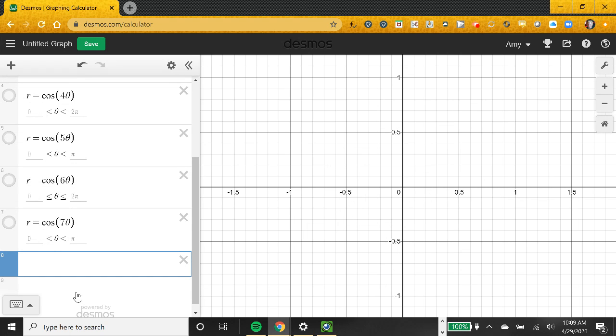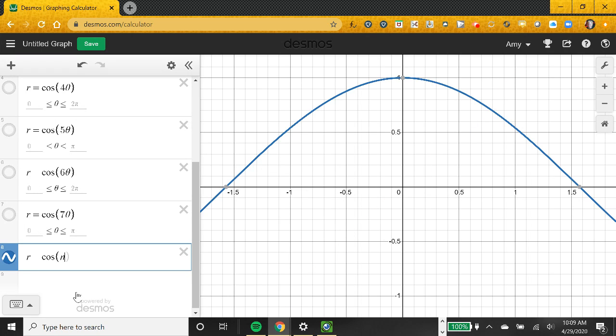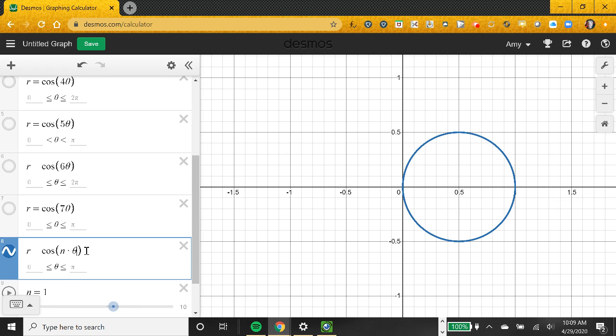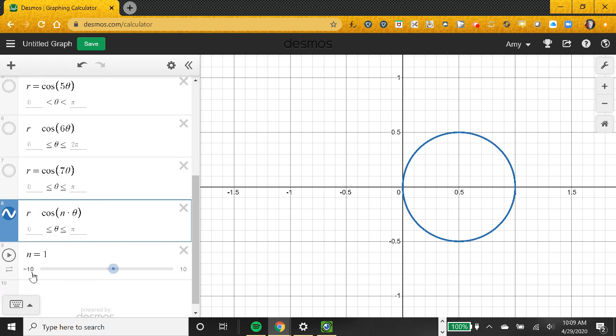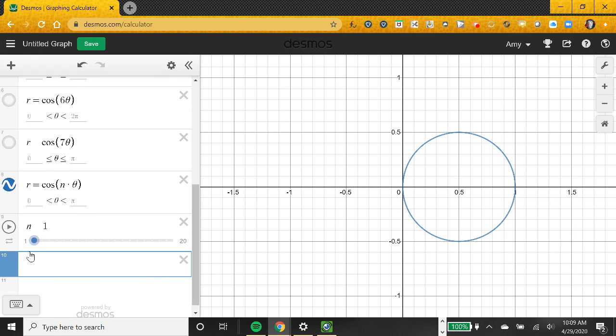and what I'm going to do is generic. So we're going to go r equals, we'll say cosine of n times theta, and I want a slider just for n. Right now my slider is n equals 1. I'm going to set my slider to start at n equals 1, and we'll make it go to 20, and then we'll put the step in increments of 1. And let's see what happens to our curve.